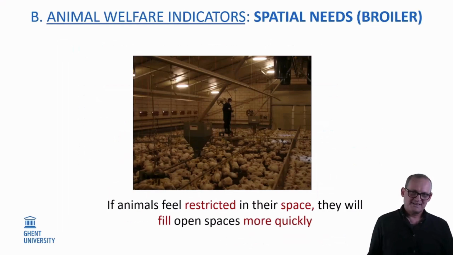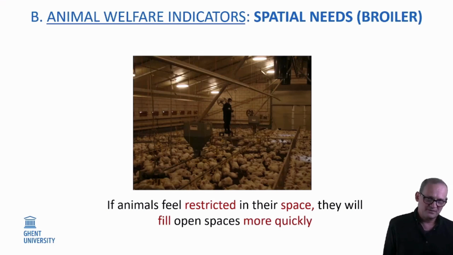Measuring nearest neighbor distances is very time consuming to do manually. So can the same principle be used in a more convenient and feasible test that can be applied on commercial farms? The hypothesis being that if animals feel restricted in the amount of space that they have, would they not fill open spaces more quickly?